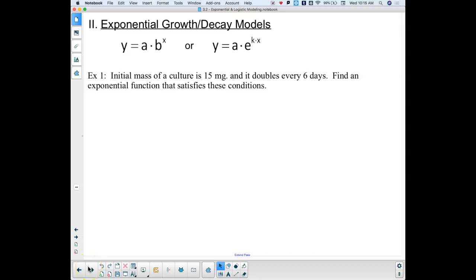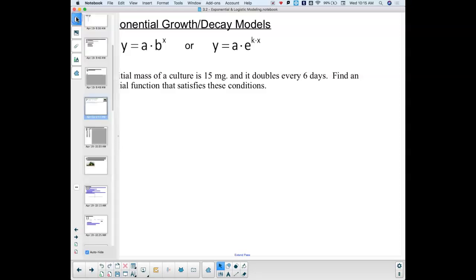Today we're going to get more into modeling growth and decay, exponential variety. Okay, so a good warm-up type problem is, actually I should look and see what slides I'm supposed to be on.